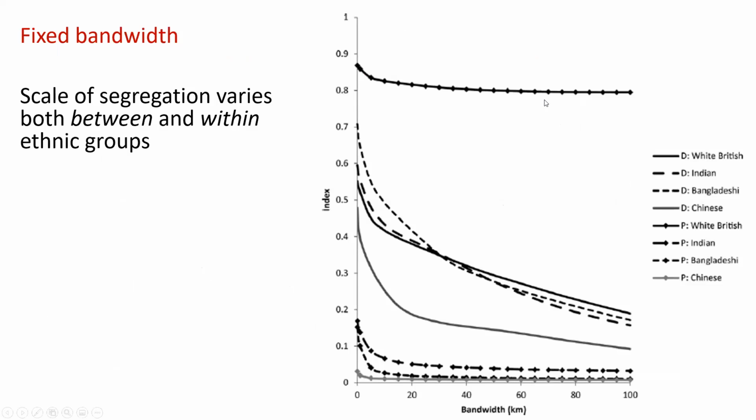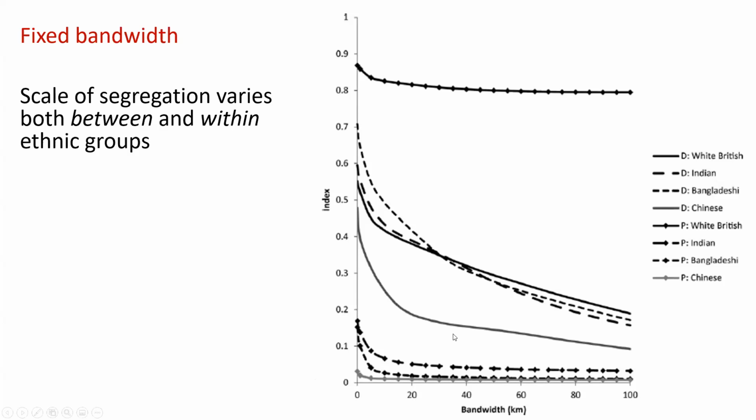Okay, so first of all, using a fixed bandwidth, which is distance, what you're looking at are basically two different measures of segregation. If you look at the legend, D relates to the index of dissimilarity, a very commonly applied measure of segregation, and P, the index of isolation, for just four case study ethnic groups. And on the y-axis, the value for that segregation measure, and along the x-axis, the bandwidth in kilometers. So in essence, the scales at which segregation can be observed for each ethnic group are explored.